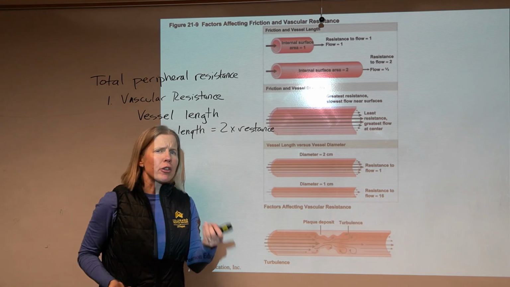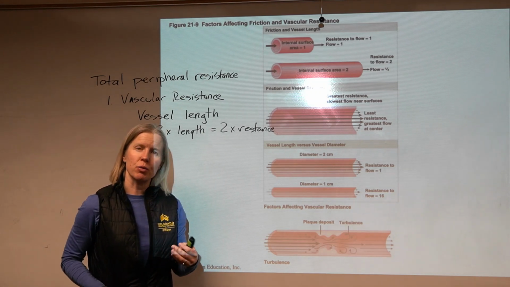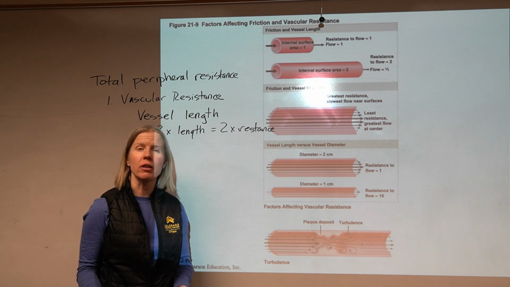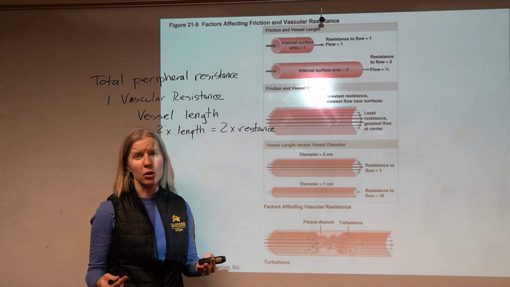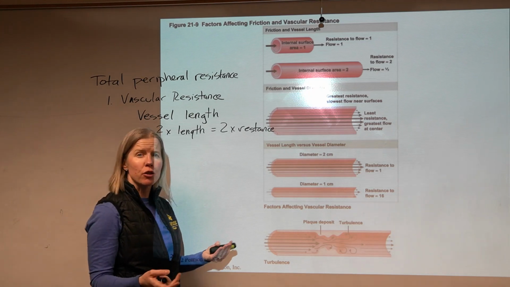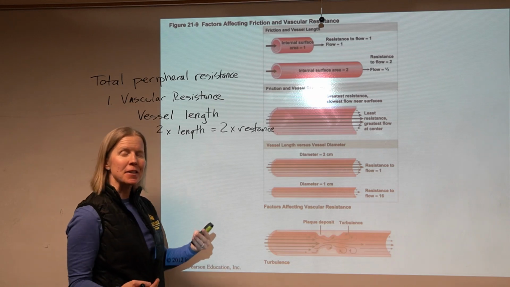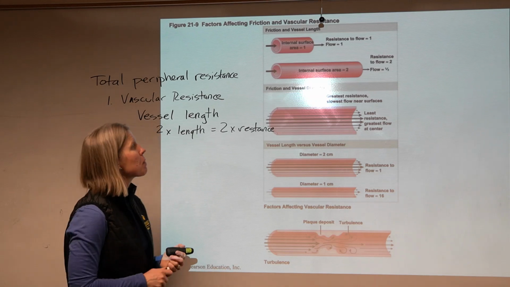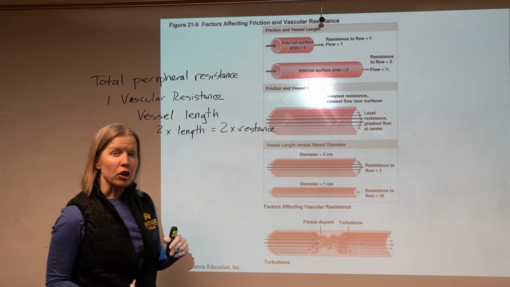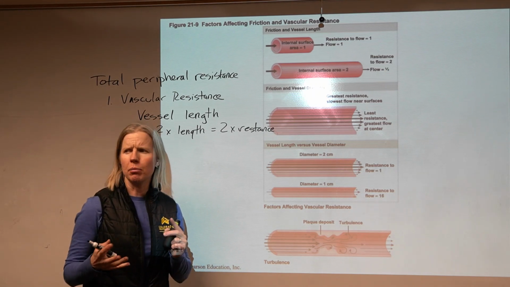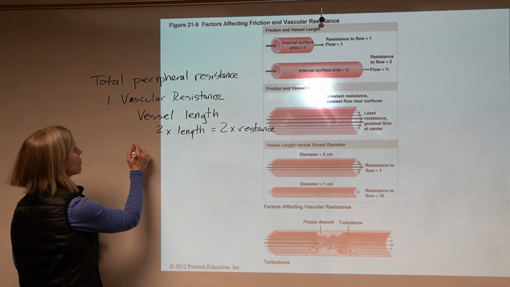Now, this doesn't come into play a whole lot because really once you're an adult, the length of your vessels is more or less established, right? So our body has learned to overcome the amount of resistance necessary in the adult body size. Vessel diameter is much more pliable, changeable.